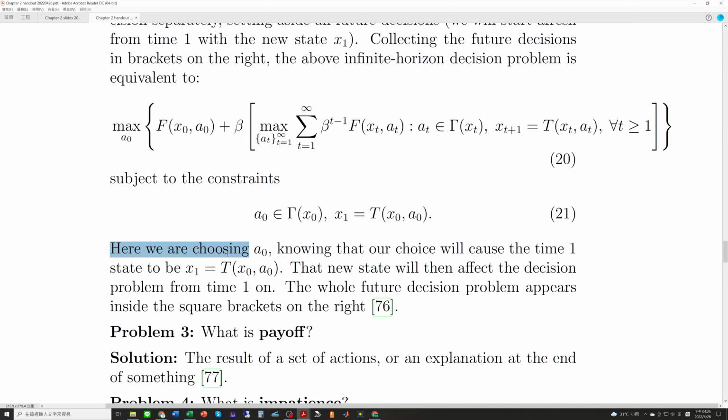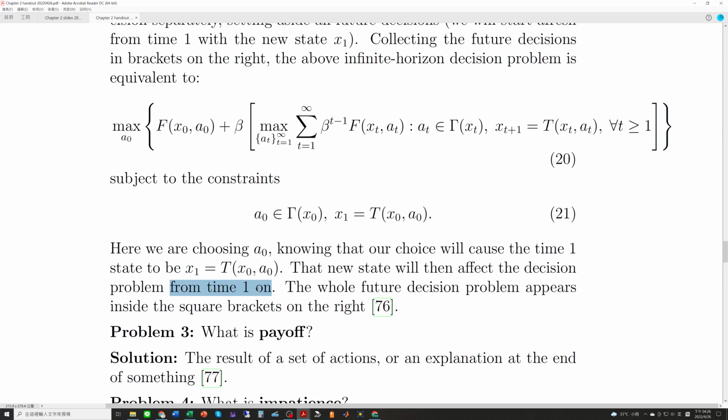Here we are choosing a0, knowing that our choice will cause the time 1 state to be x1 equal to t of x0 a0. Okay, that is this equation. That new state will then affect the decision problem. Here that new state is x1.